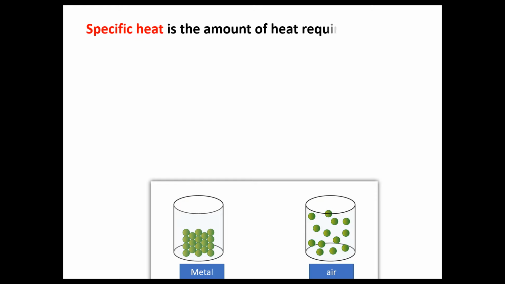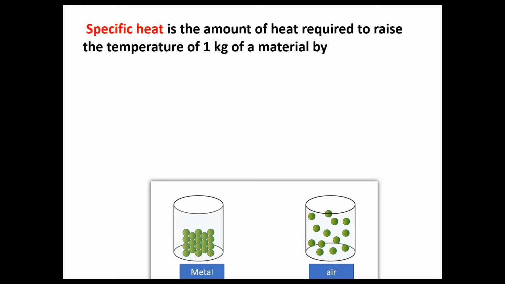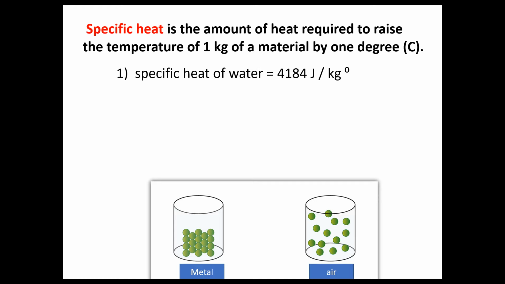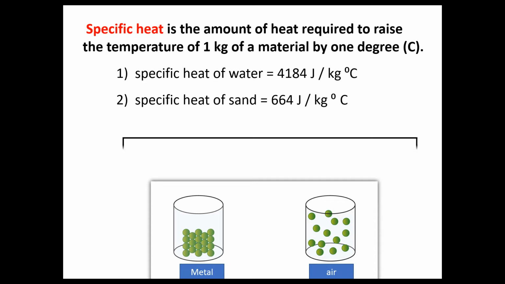So what is specific heat capacity? Well, be sure to write this in your notes. Specific heat is the amount of heat that's required to raise the temperature of 1 kilogram of a material by 1 degree Celsius. The specific heat of water is 4,184 joules for every kilogram times degree Celsius, whereas the specific heat of sand is a lot less. Earlier we said that land tends to heat up and cool down faster than water. Well, this is why, because it takes a lot more heat energy for the temperature of water to change by even 1 degree Celsius.